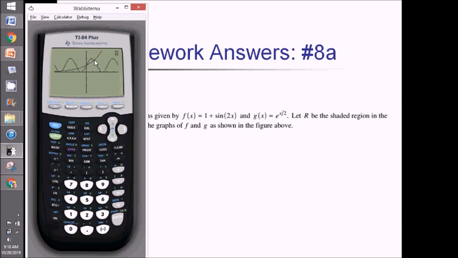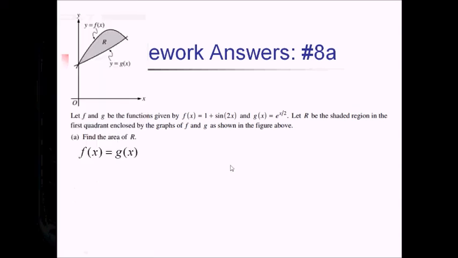So let me do second trace, option 5, intersect. Let me arrow my spider over to that intersection spot. Enter, enter, enter. And that's coming out to about 1.1357. So we can say f of x equals g of x. We're telling people, hey, we're looking for the intersection. Happens at x equals 0, and at x equals, I'm going to call this k, which again is 1.1357.